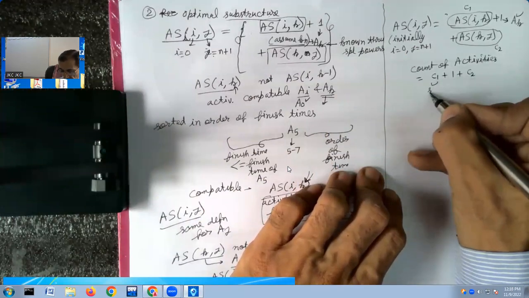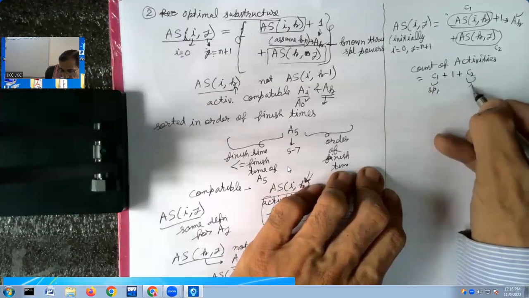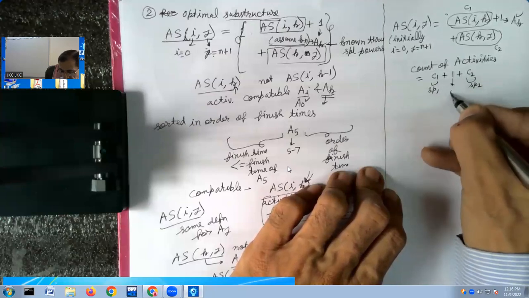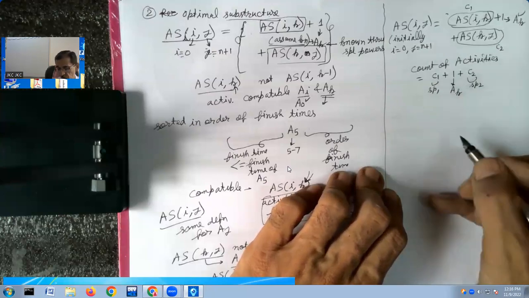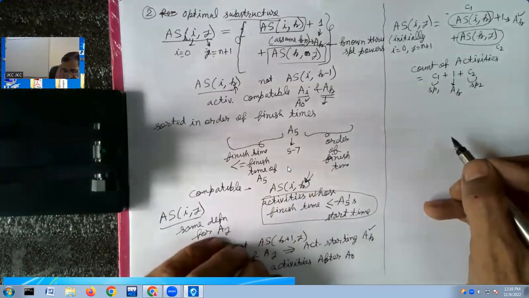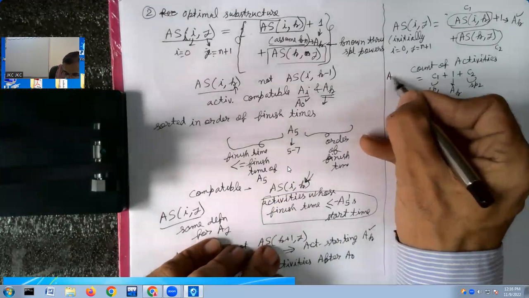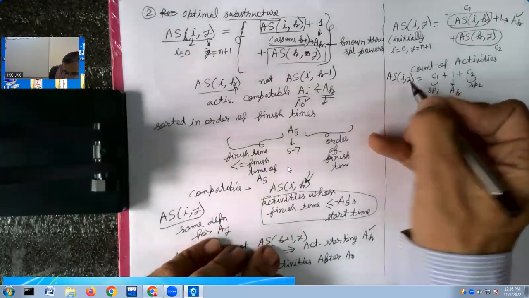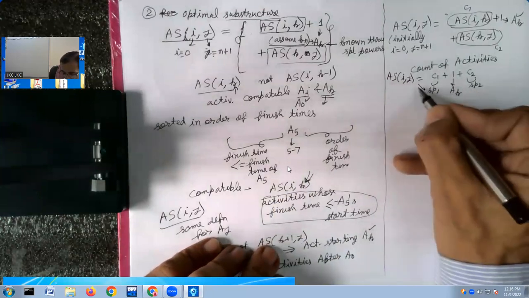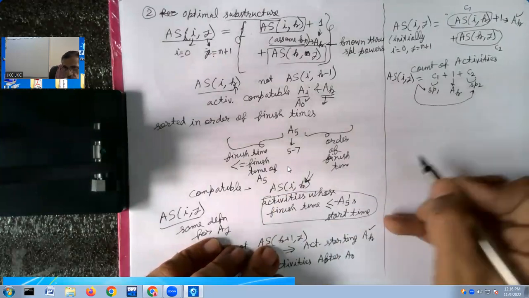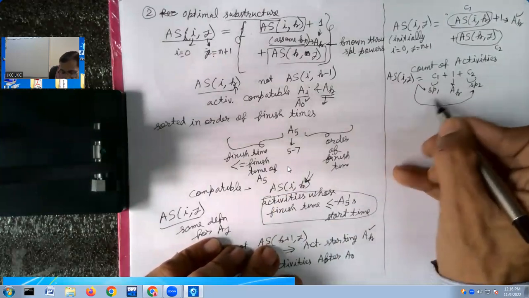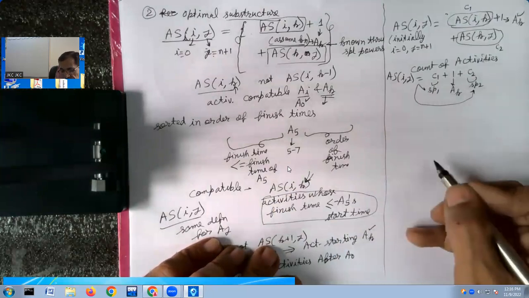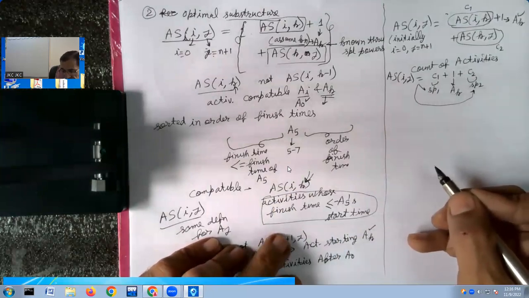This is sub problem 1. This is sub problem 2. And this is activity AK. So total activities selected will be these many. So my ASIJ will be again dependent on sub problem 1 and sub problem 2. Obviously they will be overlapping sub problems, hence it can become a DP problem also.